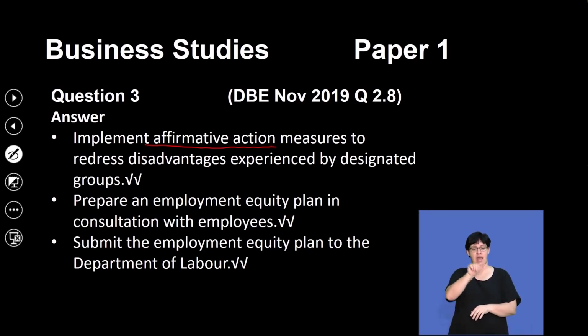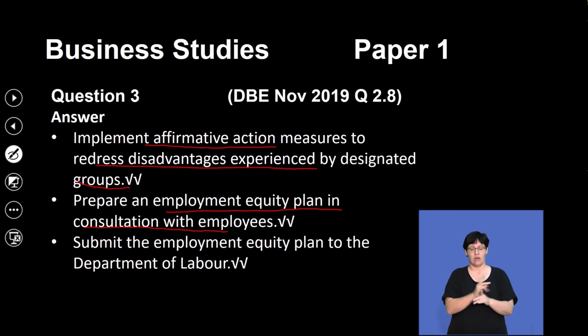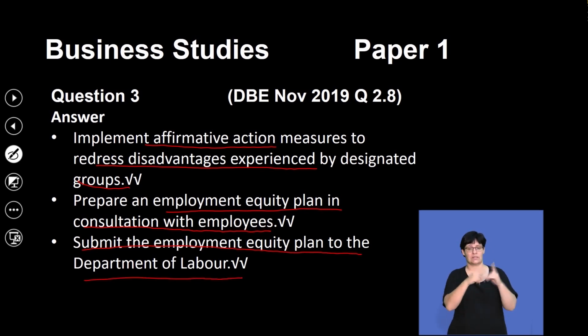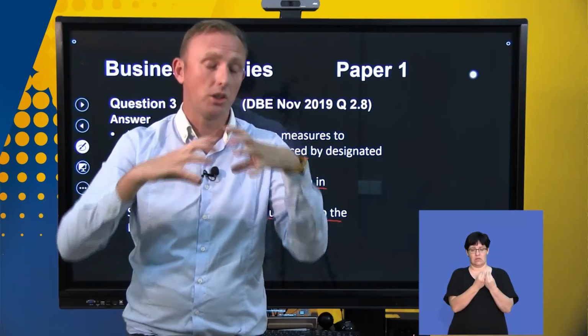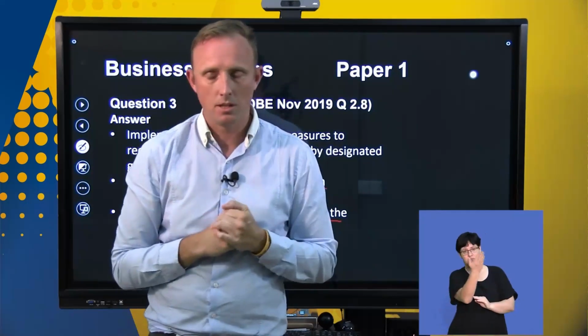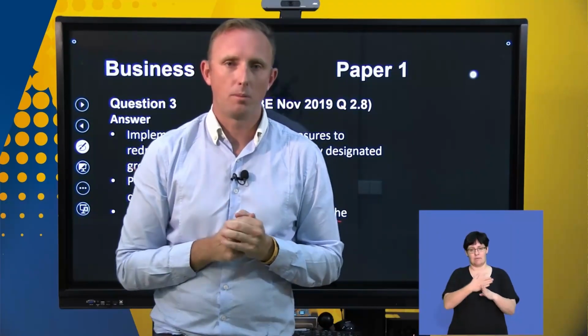Implement affirmative action measures to redress disadvantages experienced by certain groups in the past. Right? We have to prepare an employment equity plan in consultation with the employees to make sure that everyone is on the same page, right? And then we have to submit the employment equity plan to the Department of Labour, right? And there's a threshold in terms of how big your organization is before you actually have to submit your plan to the Department of Labour.